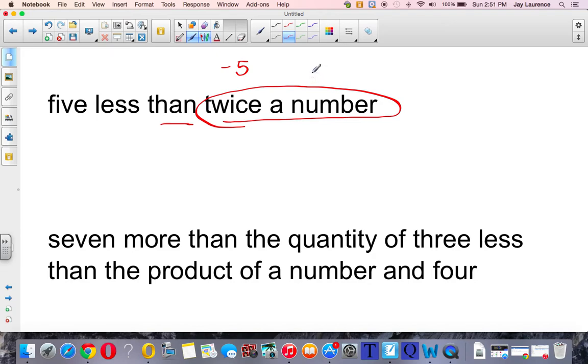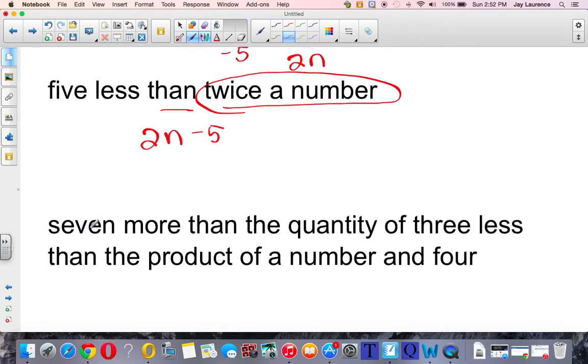Twice a number. What's the number? I don't know. It's a good thing you don't know. That's why we use the variable. Twice the I don't know. Oh, 2 times n. So 5 less than 2n. There you go. All right, down here, the next one.